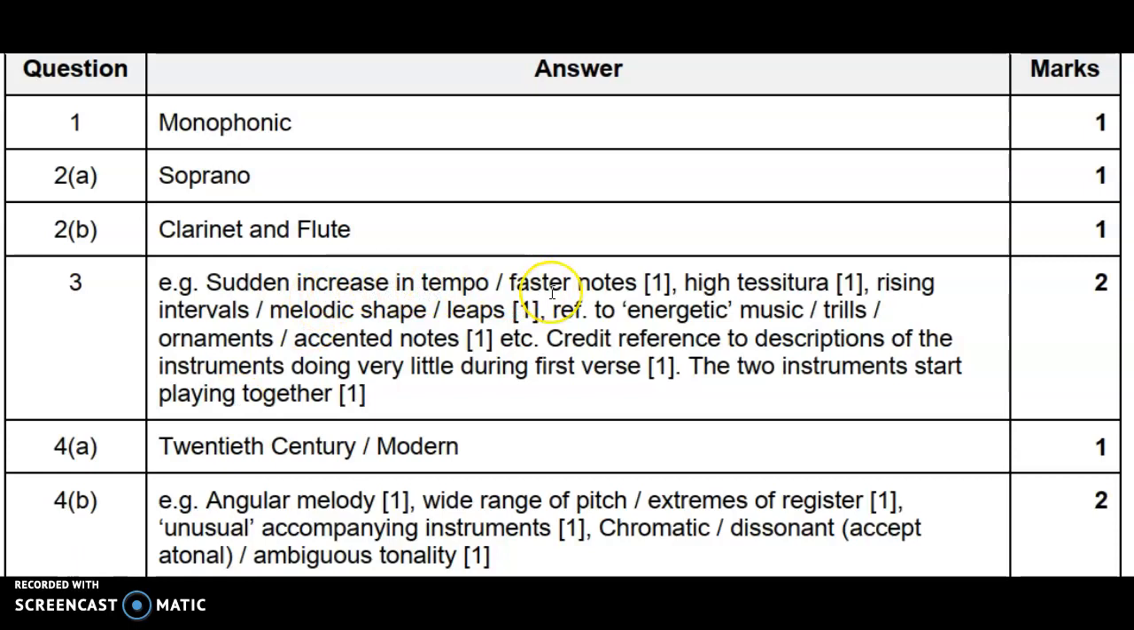Increase in tempo, faster notes, higher tessitura, rising intervals. Okay, we have trills and ornaments, accented notes, and they perform together. And we heard that angular melody with a wide range of pitch, extremes of register, unusual accompanying instruments, and the chromatic and dissonant, okay, and ambiguous tonality.